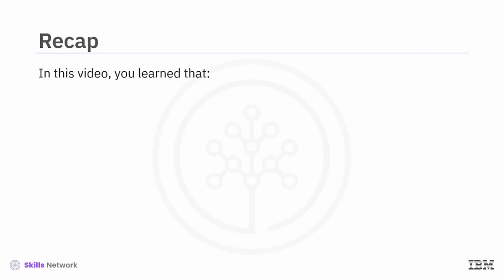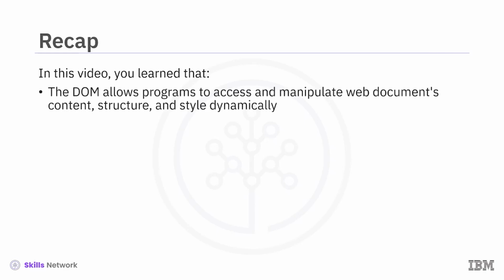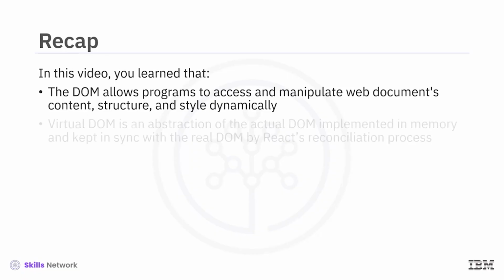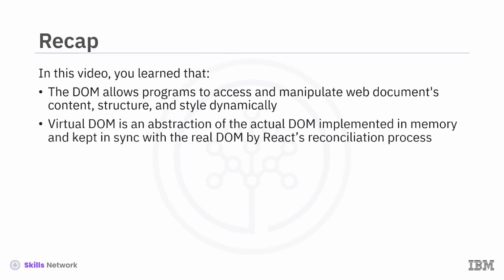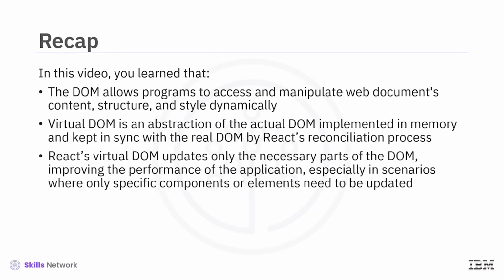In this video, you learn that the DOM allows programs to access and manipulate web documents' content, structure, and style dynamically. Virtual DOM is an abstraction of the actual DOM implemented in memory and kept in sync with the real DOM by React's reconciliation process. React's virtual DOM updates only the necessary parts of the DOM, improving the performance of the application, especially in scenarios where only specific components or elements need to be updated.